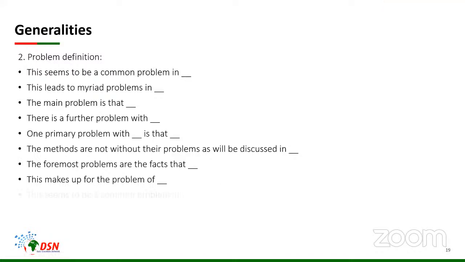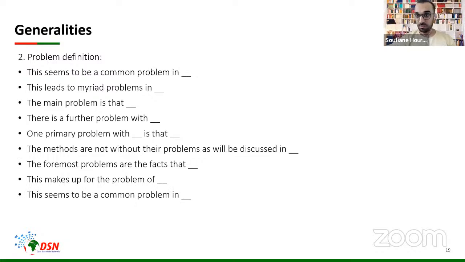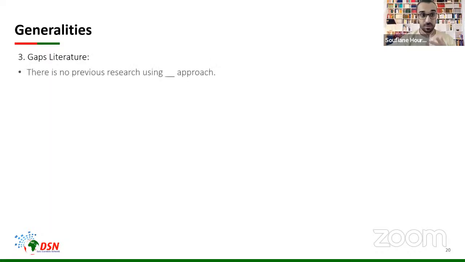Okay, this seems to be a common problem. The third one is now the gaps in the literature. As I said, we've studied a lot of papers, a lot of works, and now we need to present why we need to do this. They have something missing. This can be used for either survey papers or research papers. For example, there is no previous research using Arabic language in sentiment analysis, something like that. You just need to highlight this.